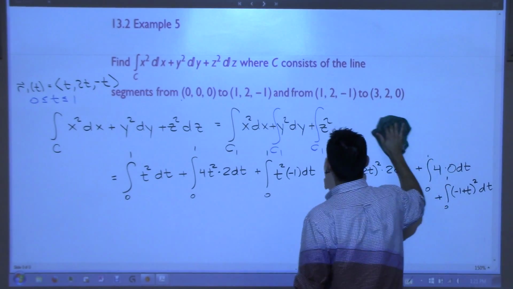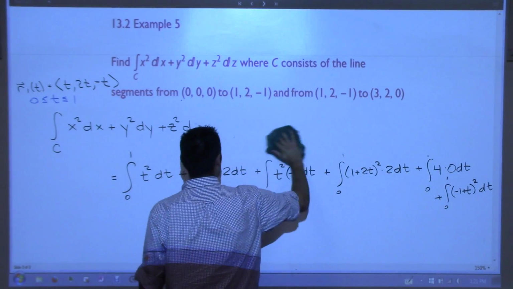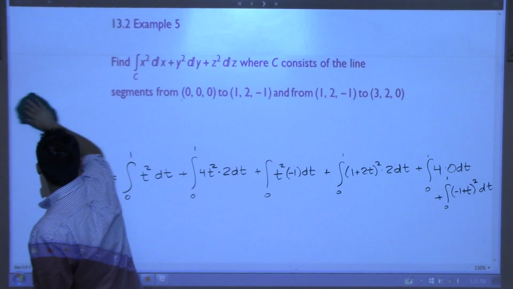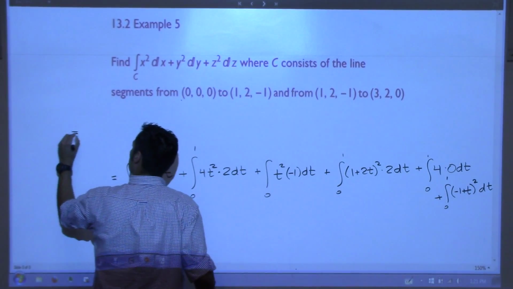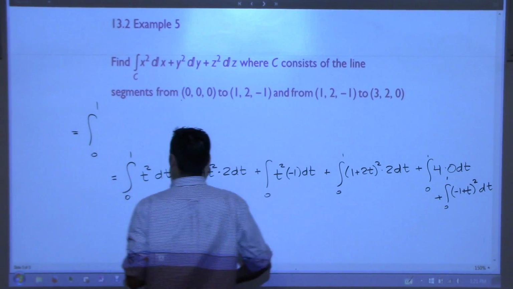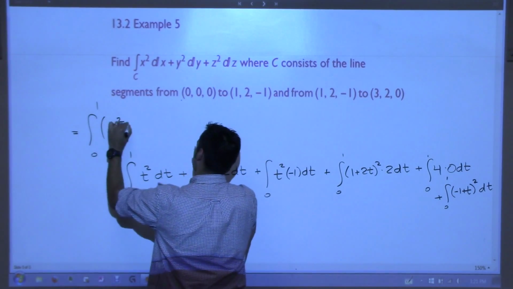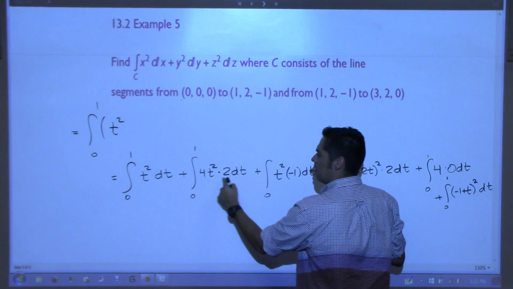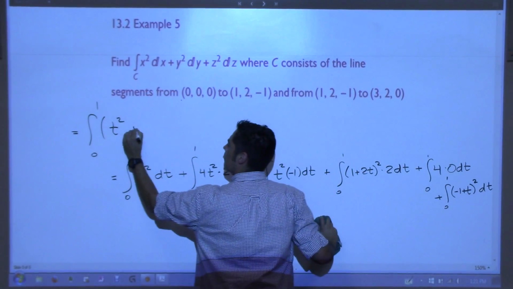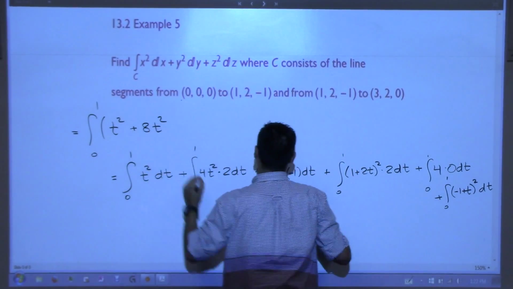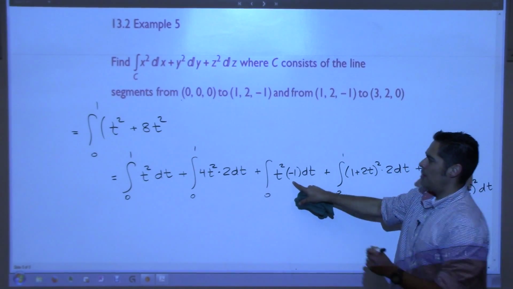And I should just have a big old polynomial, right? Let's see if I can't get this written down. This will be equal to just one big integral, 0 to 1. Try and clean this up. I've got t squared here. And here we've got, what, plus 8t squared? And then this one, minus t squared.